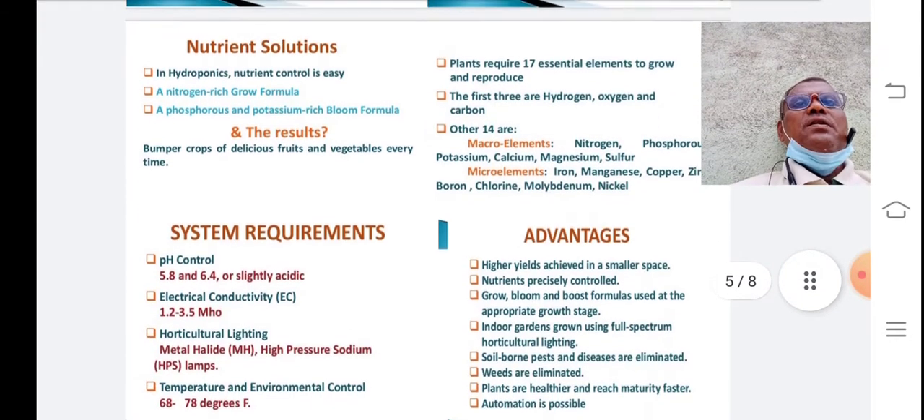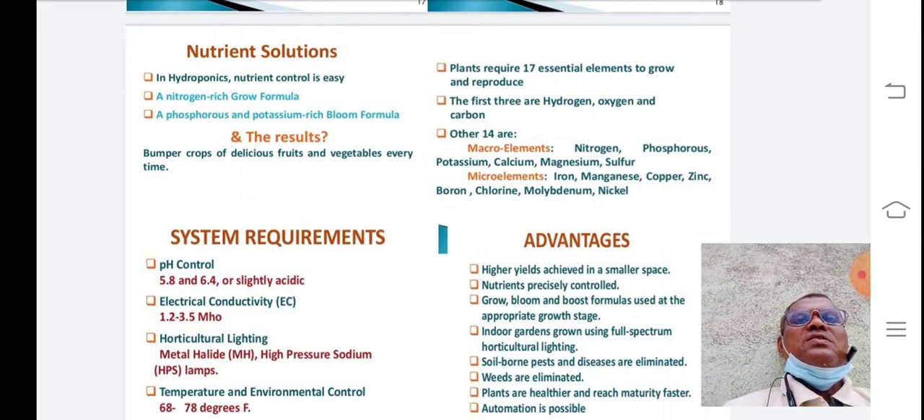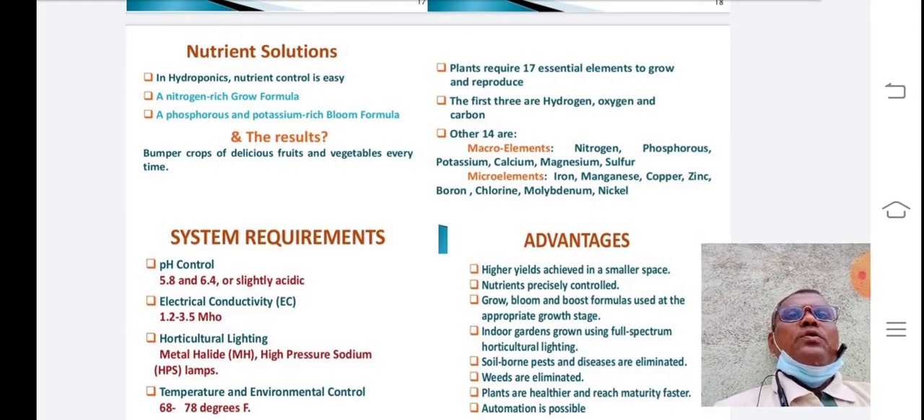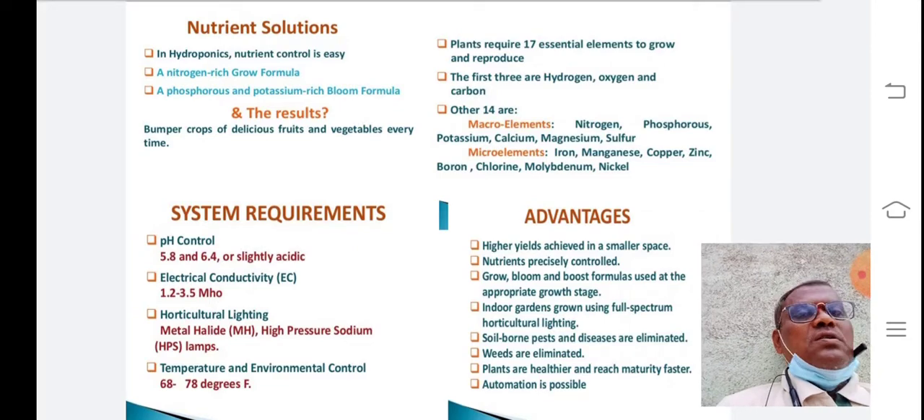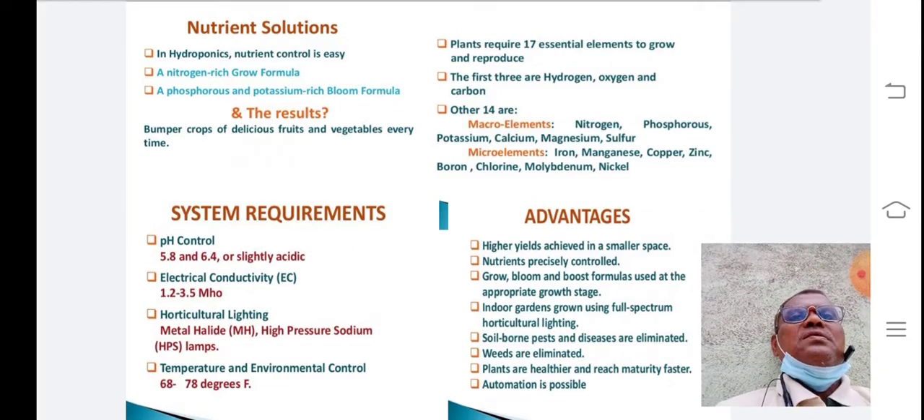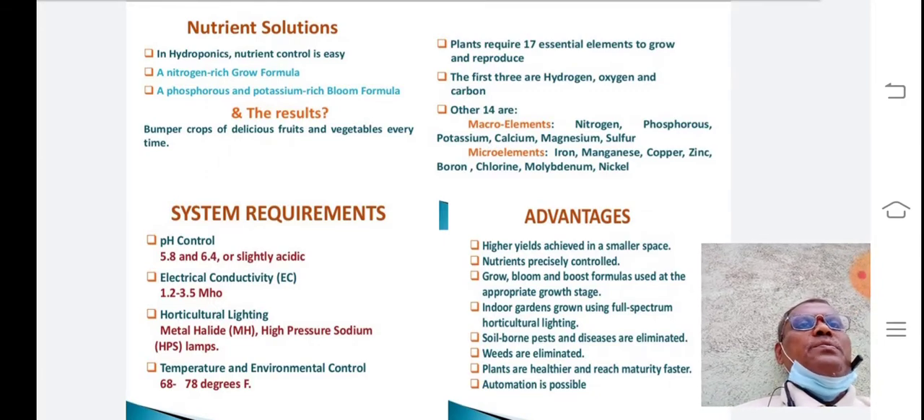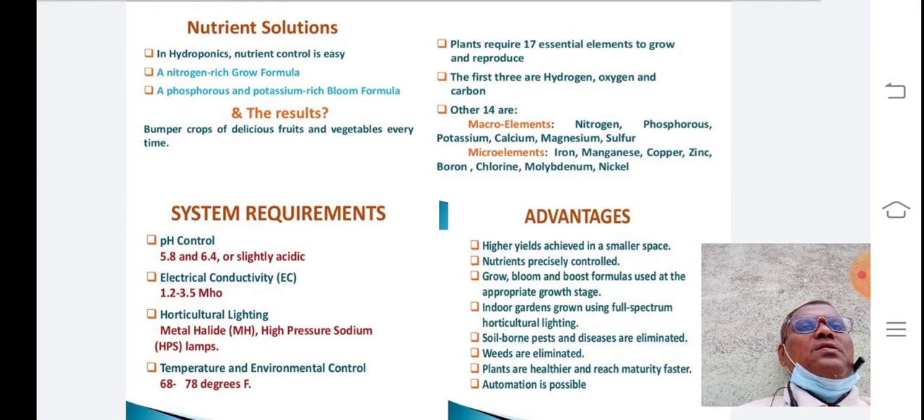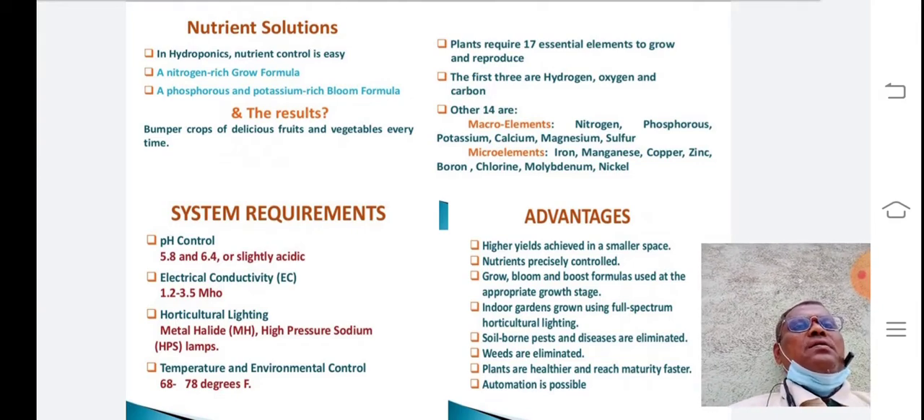Then one part is there, interestingly, here you are observing the nutrient solutions. So how is it prepared? Hydroponics nutrient control is easy, and therefore a nitrogen rich grow formula, because nitrogen increases the vegetative growth, and therefore it results in the formation of a delicious crop or vegetable development. In this one, about 70 essential elements are important, right? 13 are minor and 3 are major.